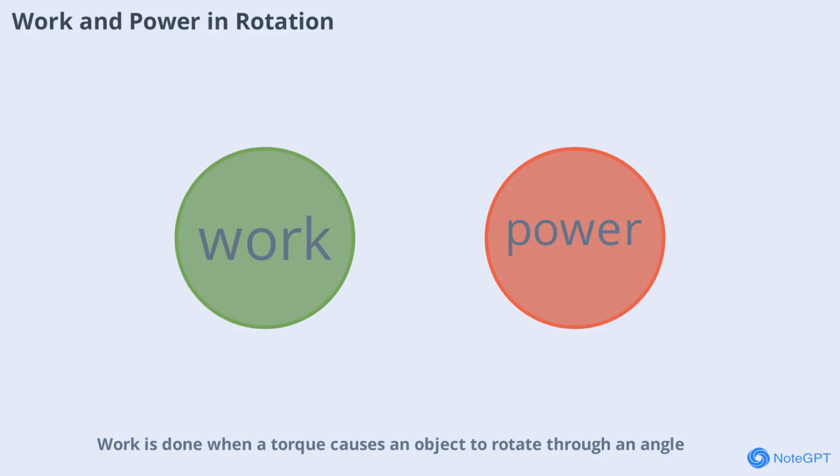Just as in linear motion, work and power are important in rotational dynamics. Work is done when a torque causes an object to rotate through an angle. Power measures how quickly this work is done. For example, when you pedal a bicycle, you're doing work to turn the wheels, and the faster you pedal, the more power you generate. Understanding work and power in rotation helps engineers design more efficient machines and athletes optimize their performance.